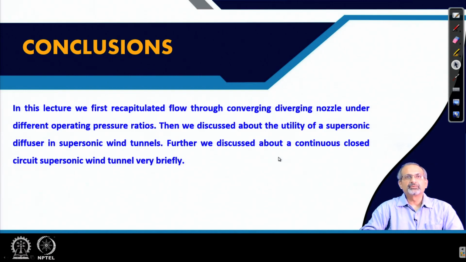So, in this lecture we first recapitulated the flow through a converging diverging nozzle under different operating pressure ratios. Then we discussed about the utility of a supersonic diffuser in supersonic wind tunnels, and then towards the end we very briefly discussed about a continuous closed circuit supersonic wind tunnel.